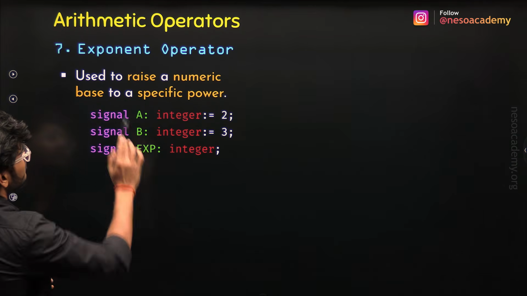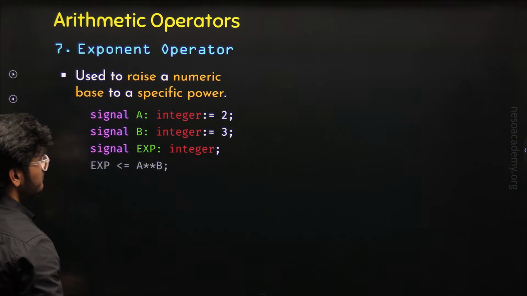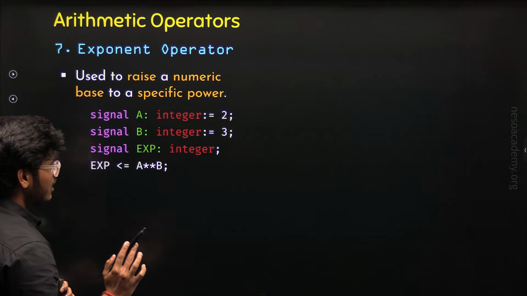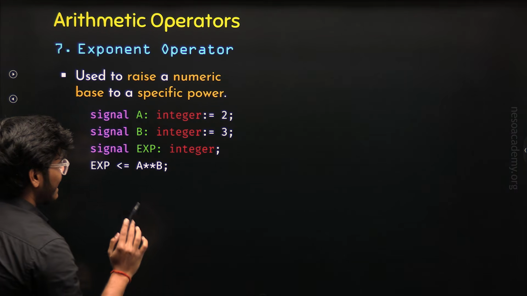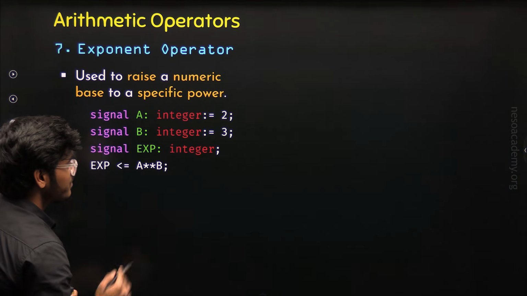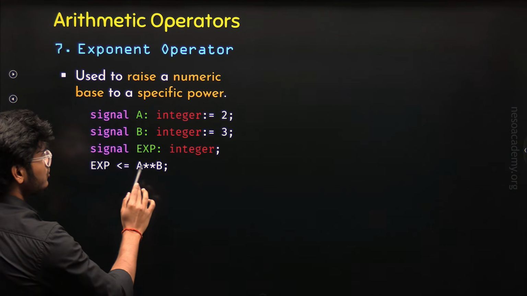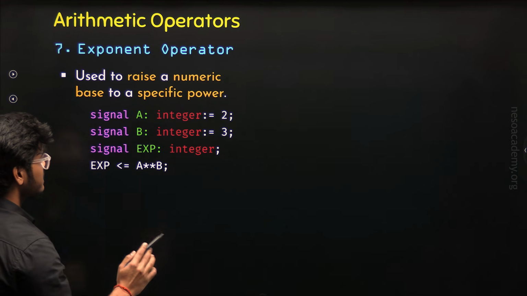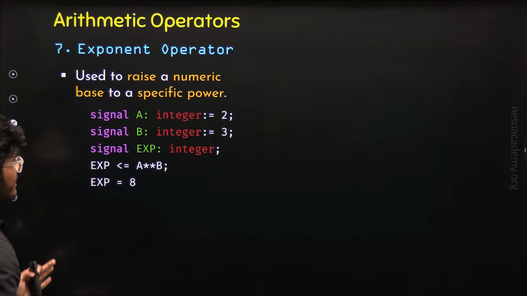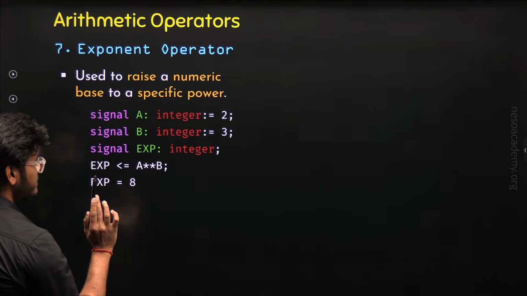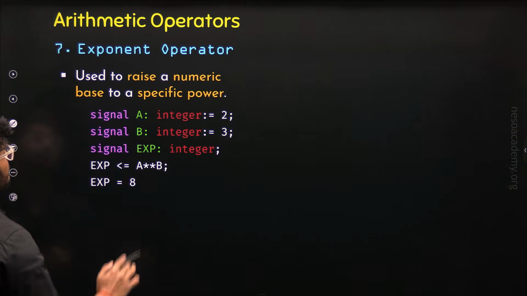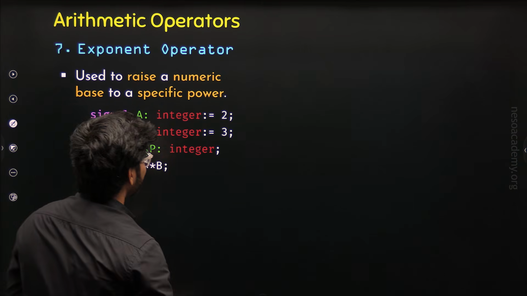Now, let's see how to use the exponent operator. Here I am assigning A exponent B. Now, the left operand A will act as the base and the right operand B will act as the power. That is 2 to the power 3, and store the result inside this signal exp. Now, exp will have the value 2 to the power 3, which is equal to 8. So, I hope it is clear how to use the exponent operator.